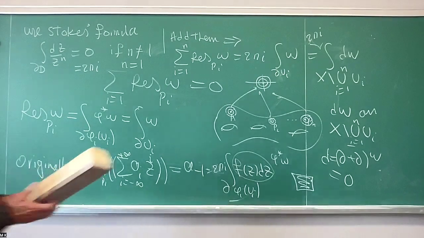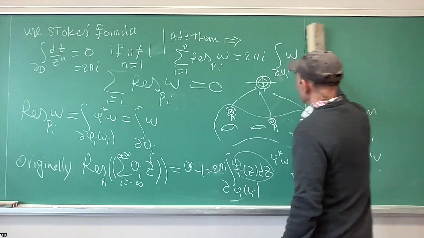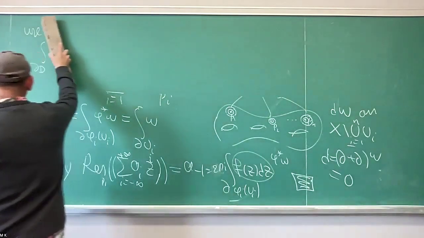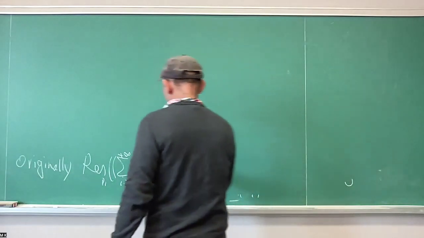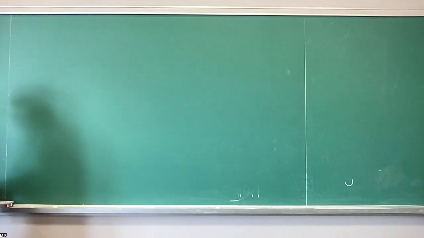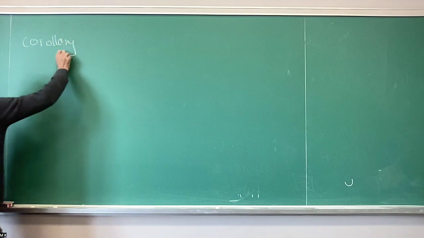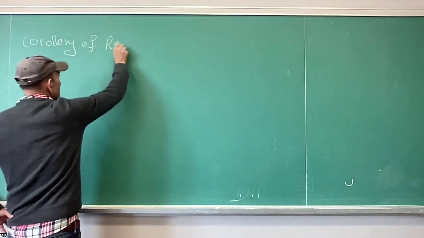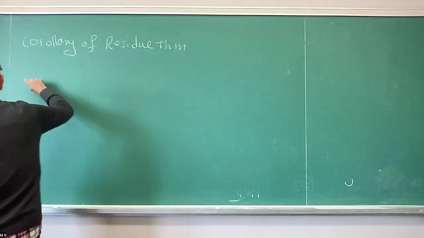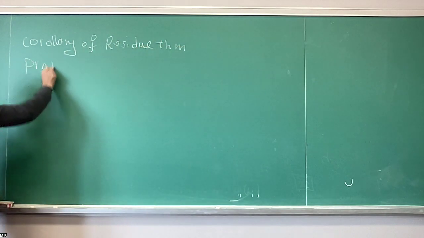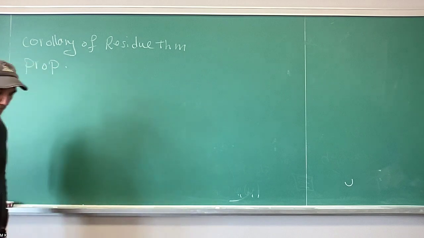This is very nice because we will use it again and again, of course. It is used many times. But one immediate corollary is the following. It's a result that we actually proved already, and now I'm going to give another proof. So this is an immediate corollary of the residue theorem. This was a proposition.